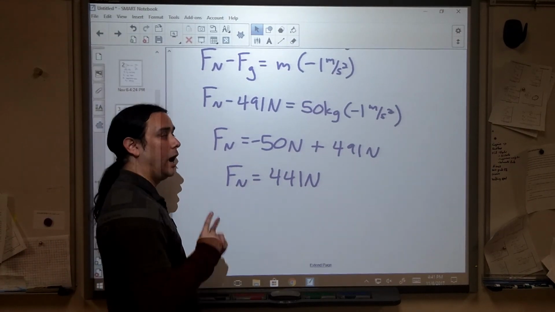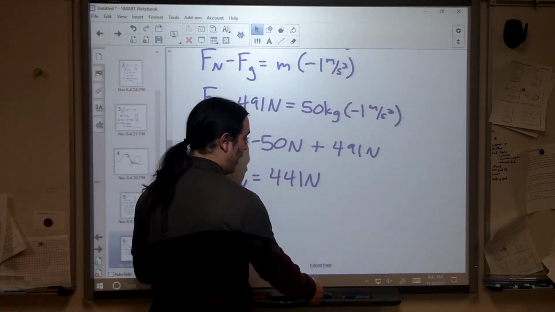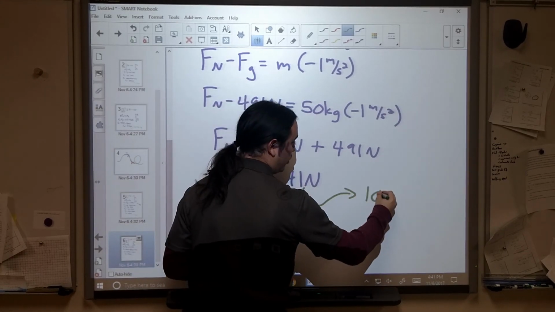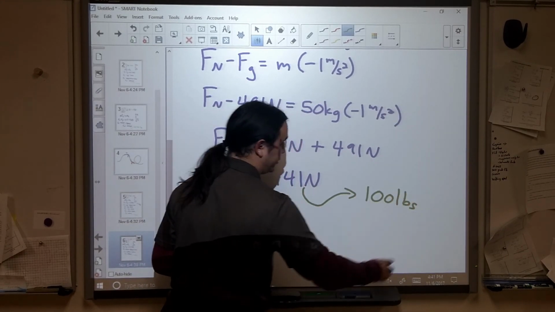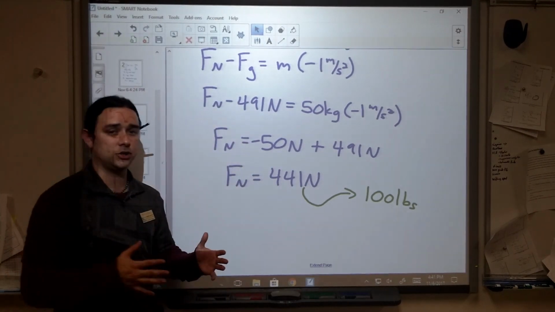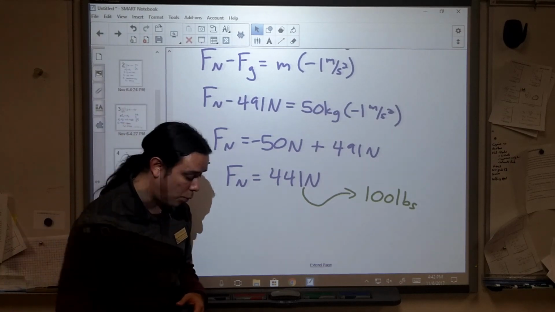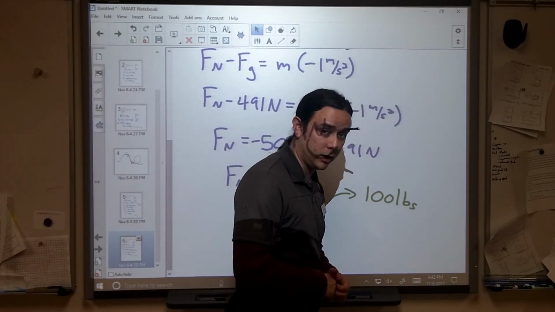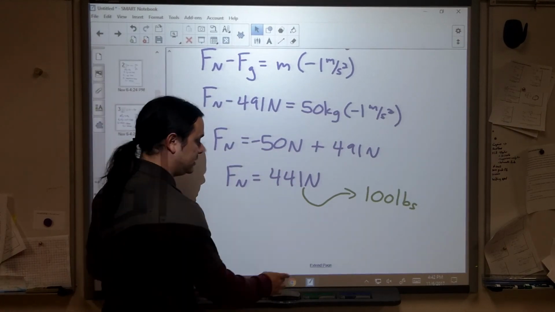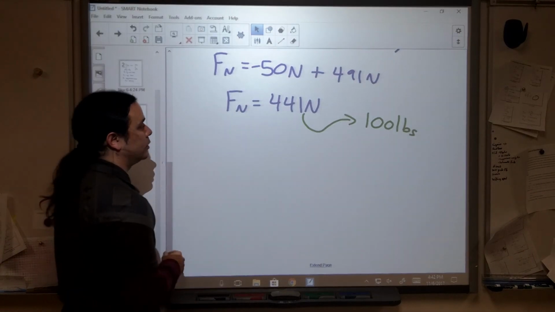When I was accelerating upward, I appeared to gain about 11 or 12 pounds, depending on how you round it. And here, if we divide this by 4.4, we get right at about 100 pounds. I appear to have lost 11 pounds. Did I actually lose anything? No, I'm still the same mass that I always am, but the apparent weight that this scale reads and that I feel is a bit different. It looks like we've gotten a little bit lighter.